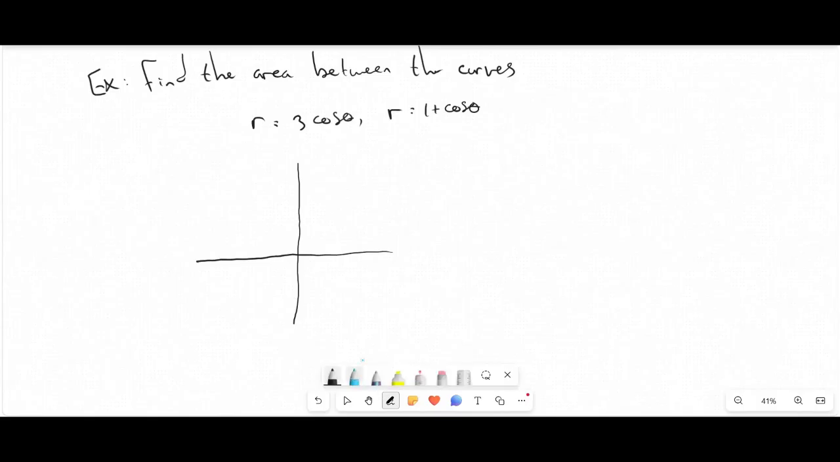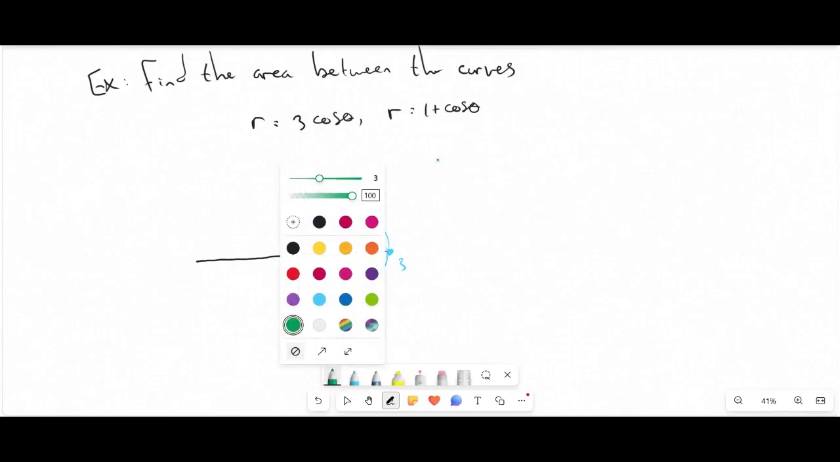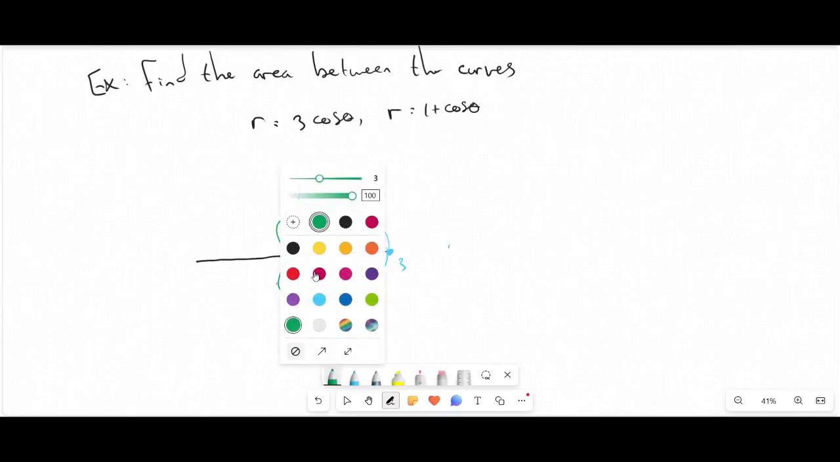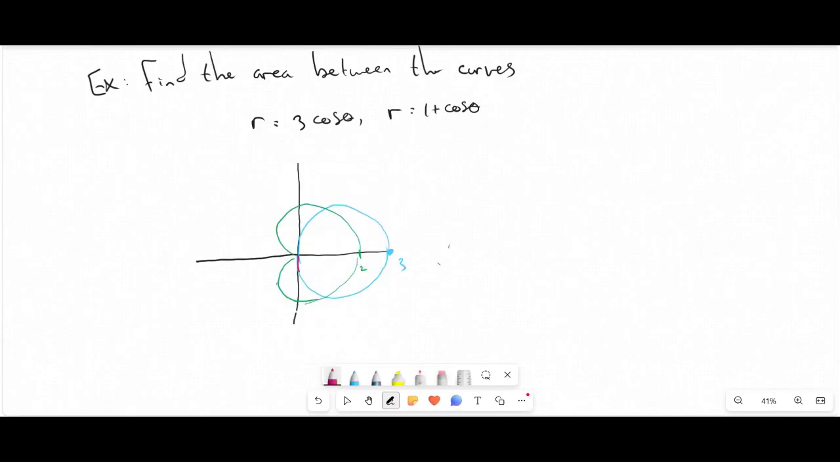We sort of just saw, and it's a review anyways, that 3 cosine theta is a circle like this, having a maximum radius of 3 right there. And then r equals 1 plus cosine theta, we just saw that too. That's a cardioid, and it goes as high as 2. So maybe 2 is right here, and there's a cardioid like this. Okay, but this part's not so important. The area between the two is right here.